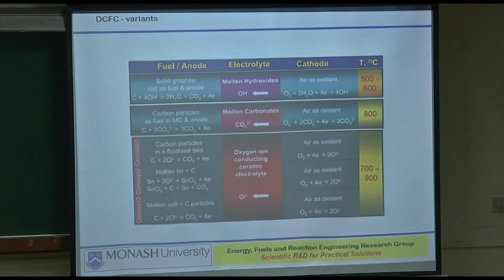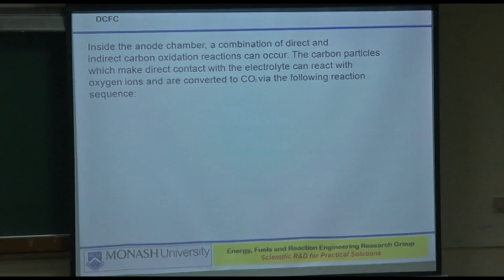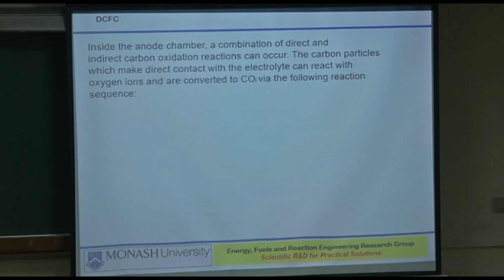So let's then go into the next bit. Inside the anode chamber, a combination of direct and indirect carbon oxidation reactions can occur. The carbon particles which make direct contact with the electrode can react with the oxygen ion and are converted to CO2 via this particular reaction, which is a simple reaction really.